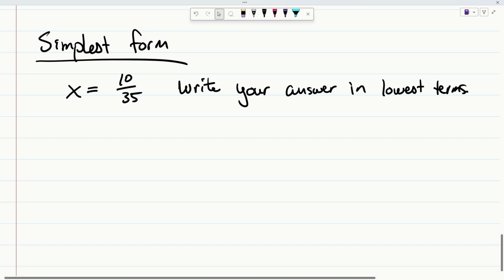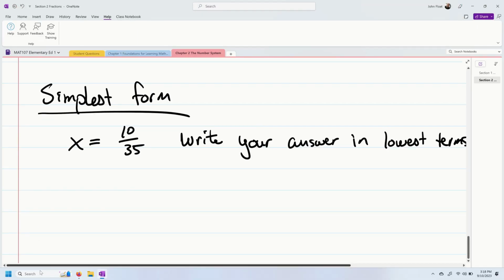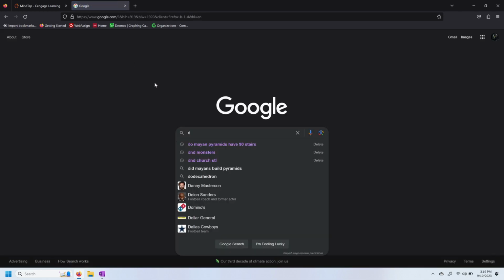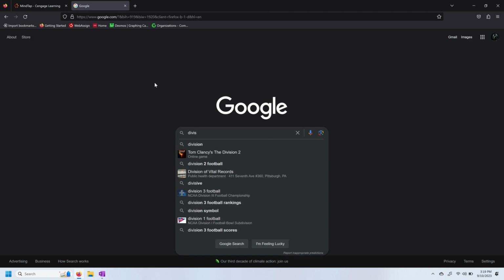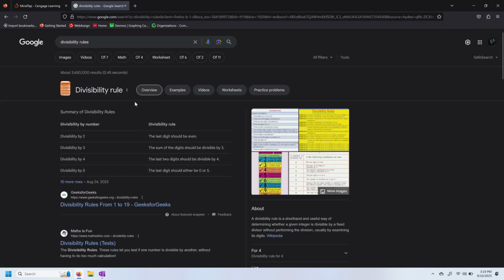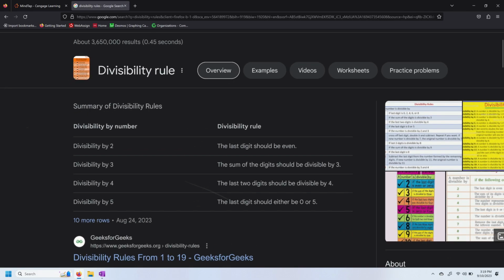And you were taught all these cool little tricks. The tricks you were taught were called divisibility rules. And I know we all remember hearing divisibility rules.